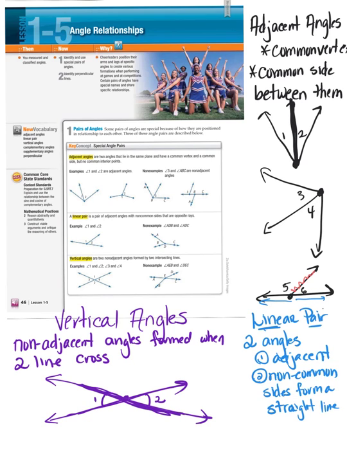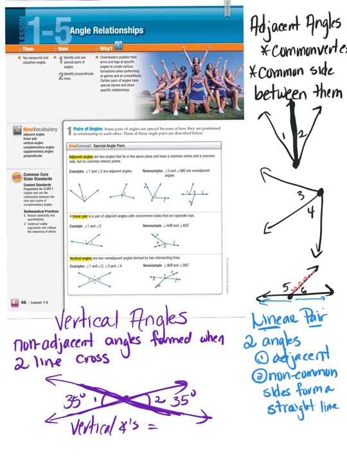So they're non-adjacent angles formed when two lines cross. And what is really helpful and important about these two angles that we'll get to later, but I'm going to go ahead and tip my hand now. Vertical angles are always equal. So if angle 1 here is 35 degrees, angle 2 is 35 degrees.